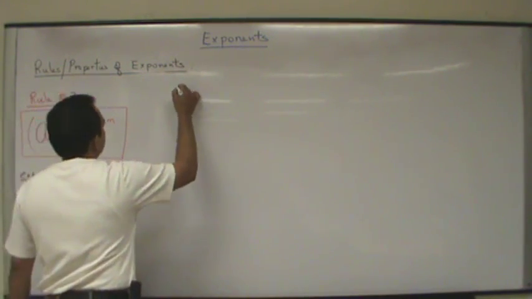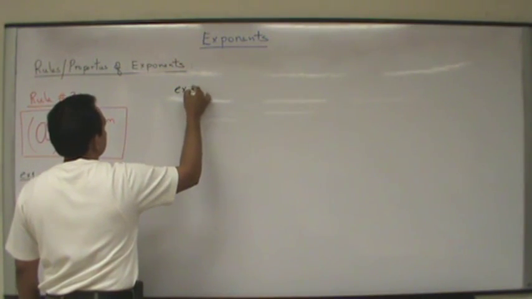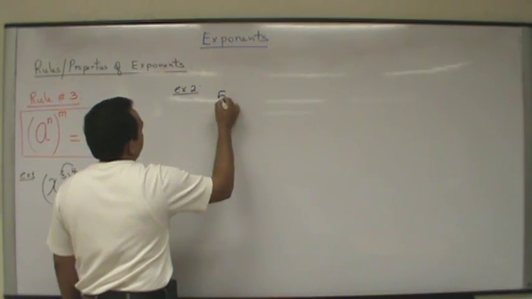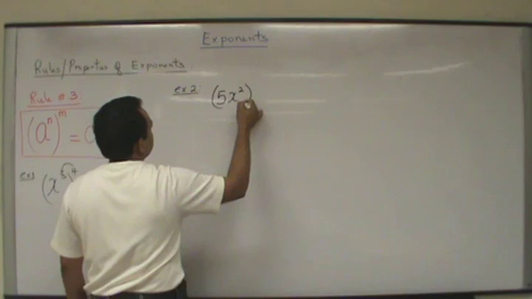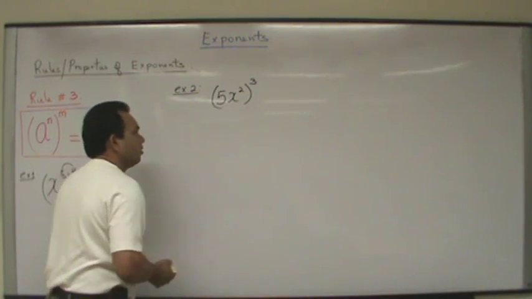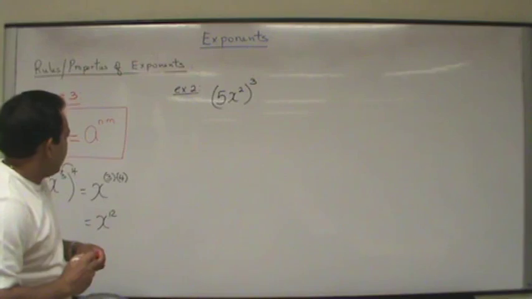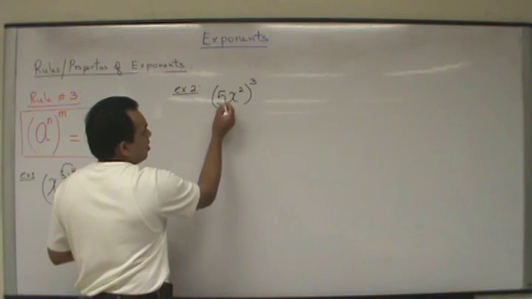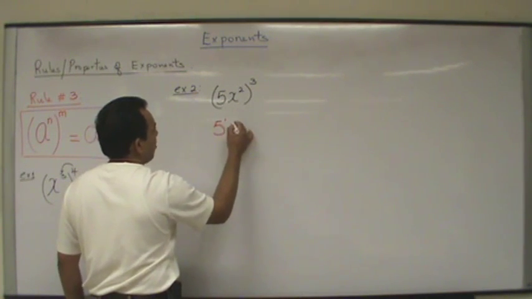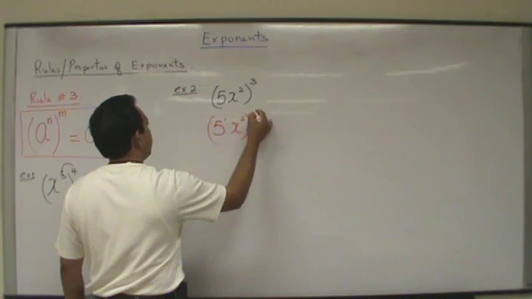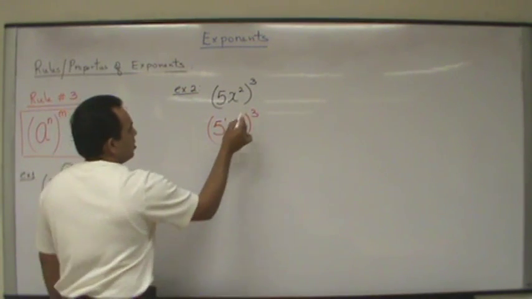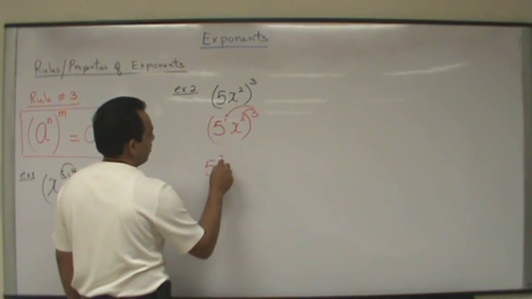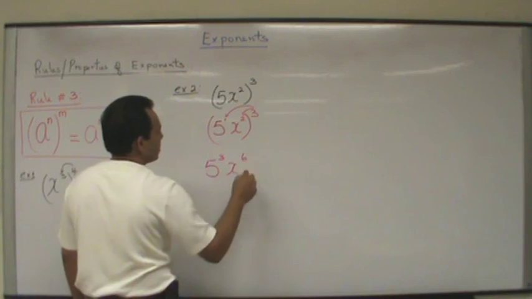If I look at example number 2, how about if I have 5x to the second power, everything raised to the third power? And as I stated, be very careful because there is an invisible exponent here. So this is the same as 5 to the first power, x to the second power, everything to the third. And then I distribute. So 3 goes to the 1, you multiply, and 3 goes to the 2. So it becomes 5 to the third power, x to the sixth power.